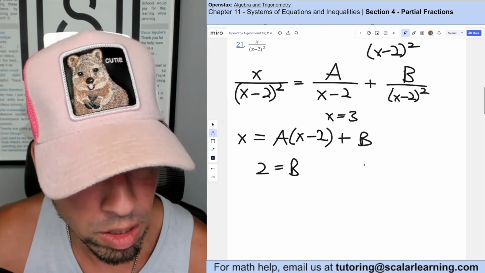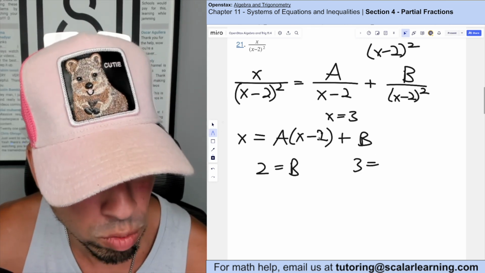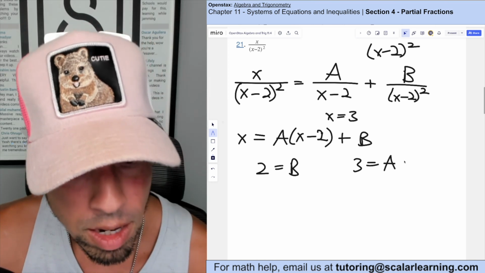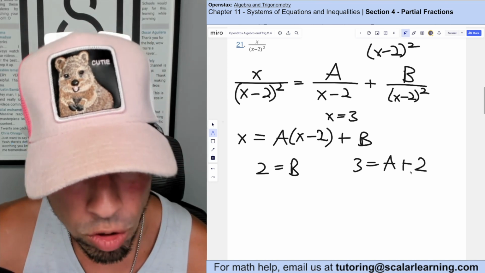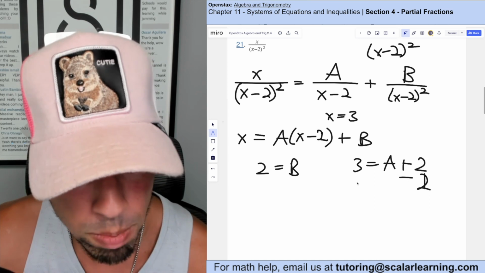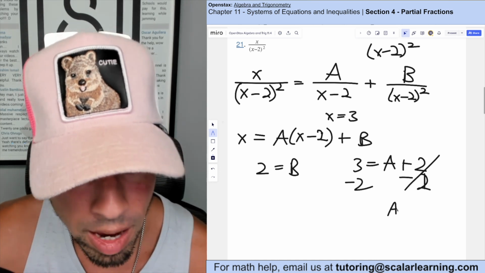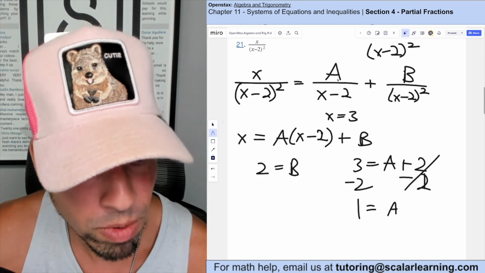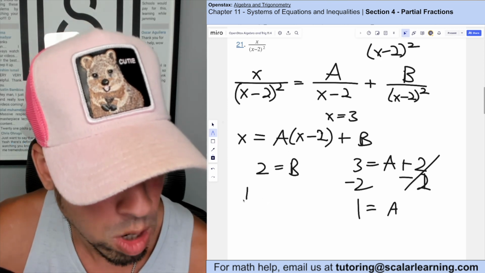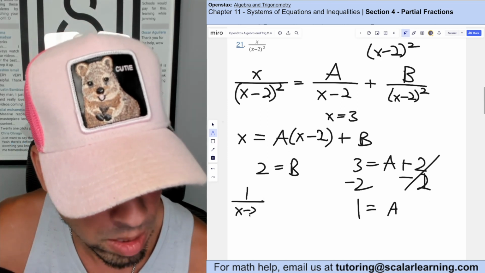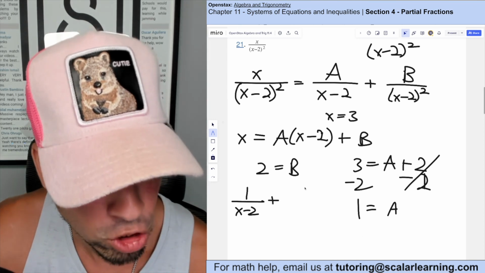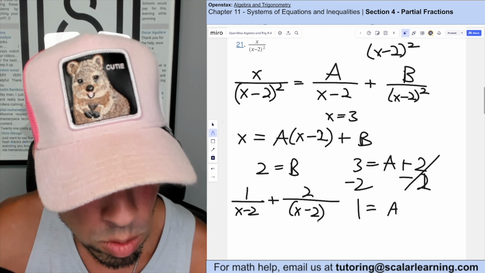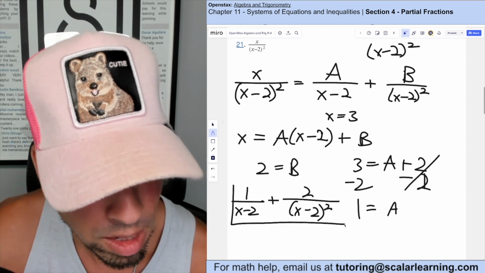So watch this. If I plug in 3, I get 3 is equal to 3 minus 2, which is 1. So that's nice, right? 1a. And then plus b, which we already know is 2. Now we can subtract both sides by 2, right? And a is equal to 1, and we've done it. So now our partial fraction decomposition is 1 over x minus 2 plus b, which is 2 over x minus 2 squared. And that's how you do it.